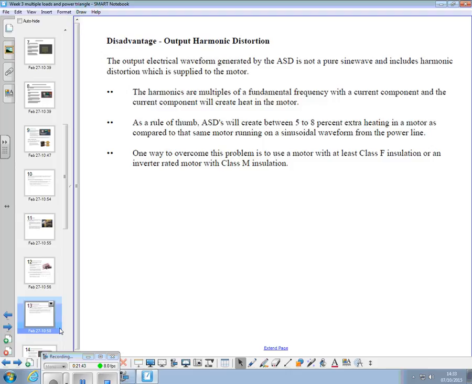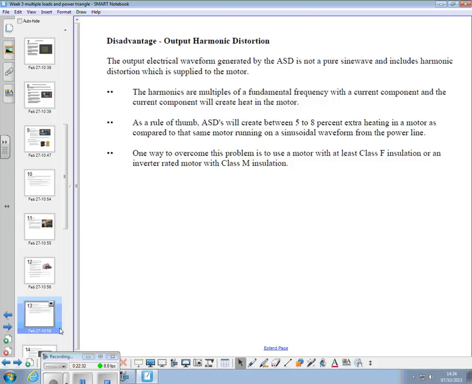Disadvantage, output harmonic distortion. The output electrical waveform generated by the ISD is not a perfect or pure sine wave. It's one created by pulsing the output, effectively from a square wave, where they control the width of the pulse to recreate close to a sine wave, and there's filtration used. So it includes what's called harmonic distortion that goes to the motor. The harmonics are multiples of the fundamental frequency, so if your output frequency is 40 hertz, the second harmonic would be 80 hertz, the third would be 120 hertz, and so on.